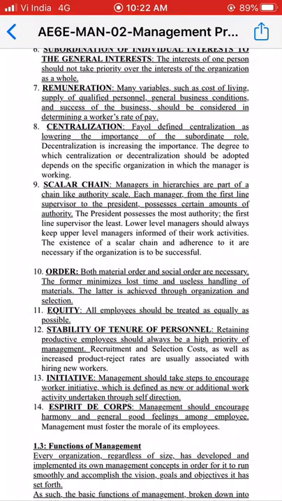Lower level managers should always keep upper level managers informed of their work activities, and the existence of the scalar chain and adherence to it are necessary if the organization is to be successful. Okay, means what? From lower level management to the higher level management, the information should be shared.